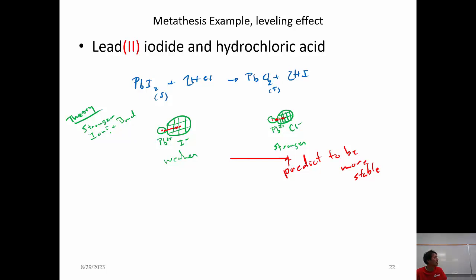When I do the ionic equation, do I break apart PbI2? No. Do I break apart HCl? Yes. That would break apart into two H pluses and two Cl minuses. Do I break apart PbCl2? No. Do I break apart HI? Yes. That would break apart into two H pluses and two I minuses. And then the H pluses would be spectators.